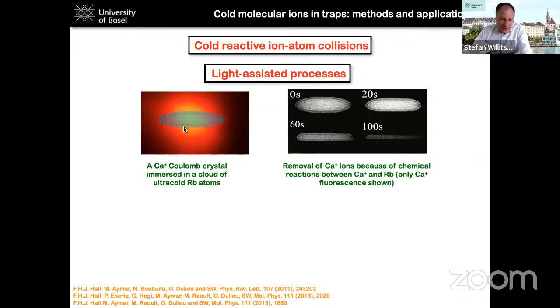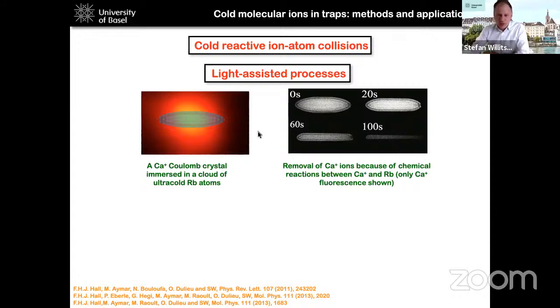And this is a typical scenario that you have in our experiment in Basel. So we have a calcium Coulomb crystal that is immersed in a cloud of ultra-cold rubidium atoms in the MOT. And what you can already see from this image is that both particles are fluorescing. So this means both of them are laser cooled, and therefore there's always population of both the ions and the atoms present in the excited states.